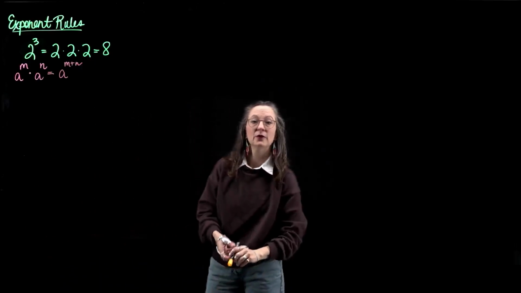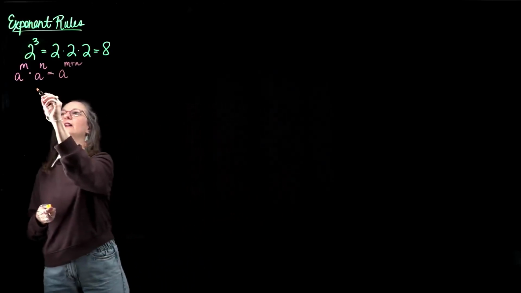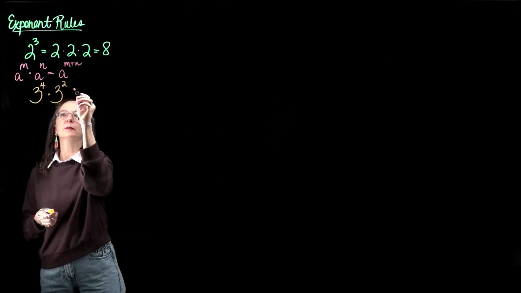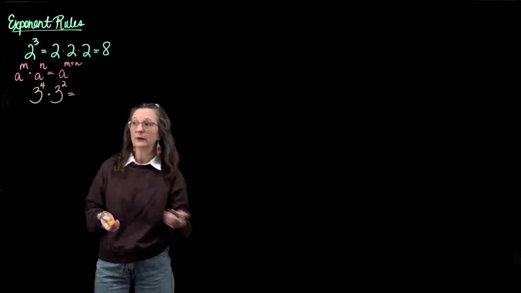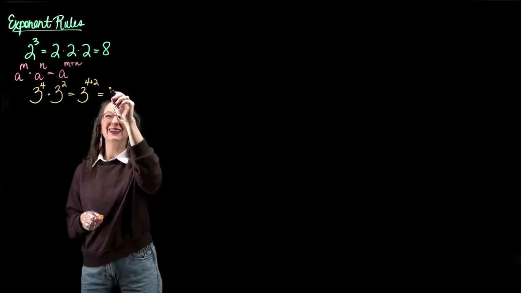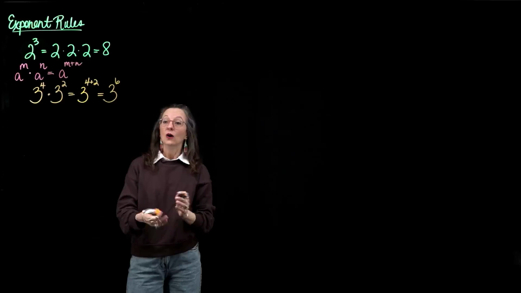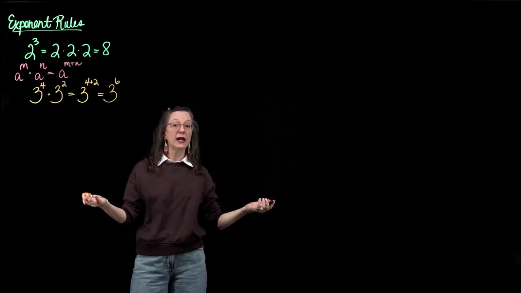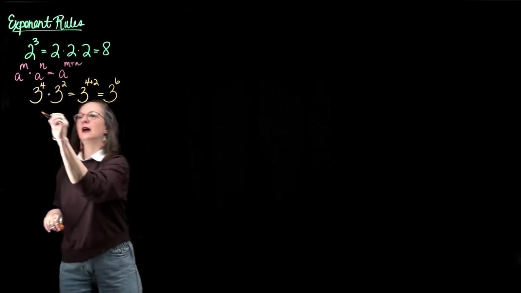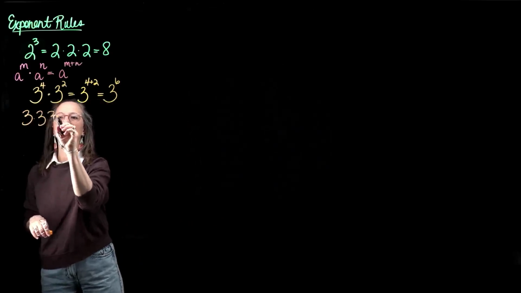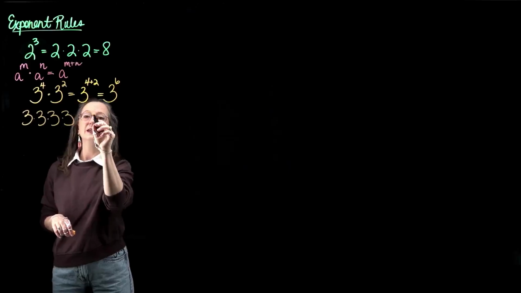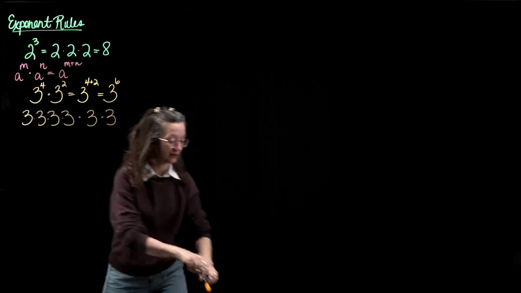Now let's look at an example of what that might be. So if I had 3 to the 4th power multiplied by 3 to the 2nd power, this would be 3 to the 4 plus 2 power, which would also be 3 to the 6th power. This makes sense because if I were to write out all of those 3's, which I'm going to do for this one, but I won't be doing for the other examples, I would have 3 times 3 times 3 times 3 for that 3 to the 4th power, and then 3 times 3 for that 3 to the 2nd power.